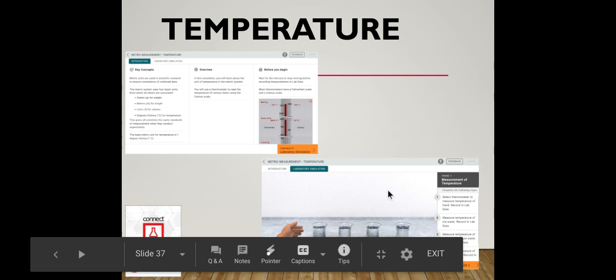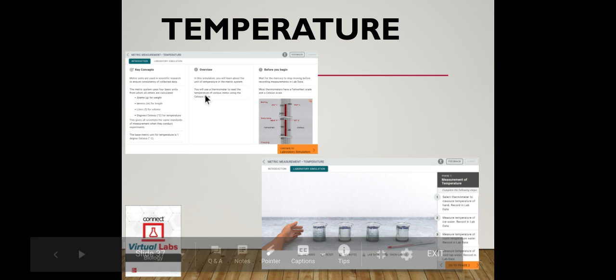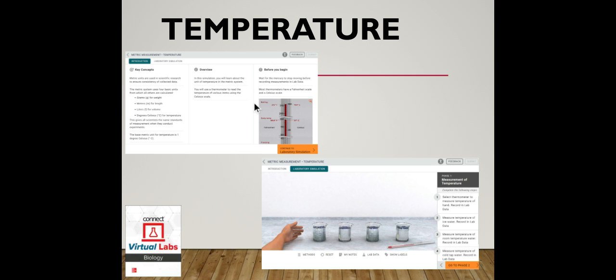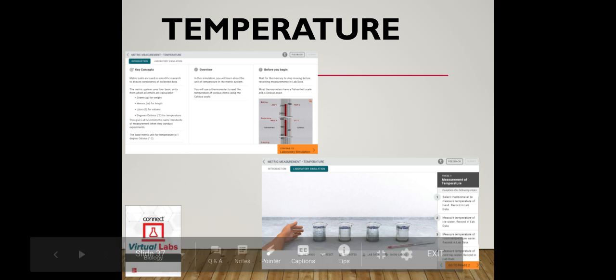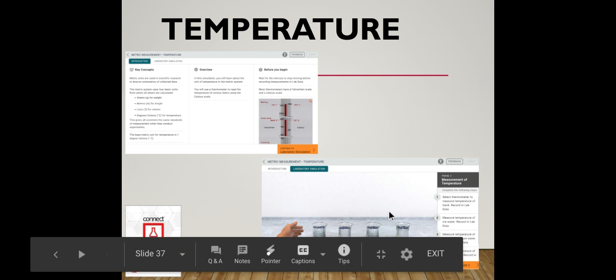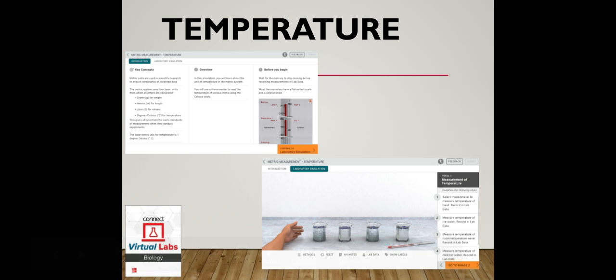Some tips and tricks for McGraw-Hill is honestly just read exactly what it wants you to do and then make sure that you do it in exactly that order. So if it says, pick up the thermometer, click the thermometer, do that first. Then it says put it into jar A, do that first. Like, it will not let you do things out of order. And that's honestly where students get stuck, is just do it exactly in the order.